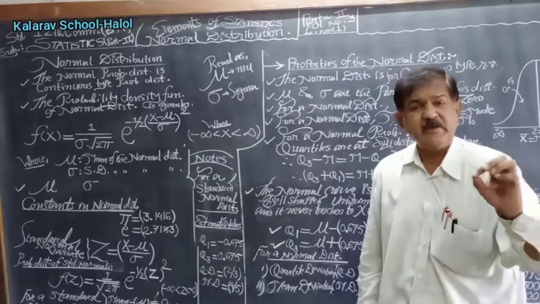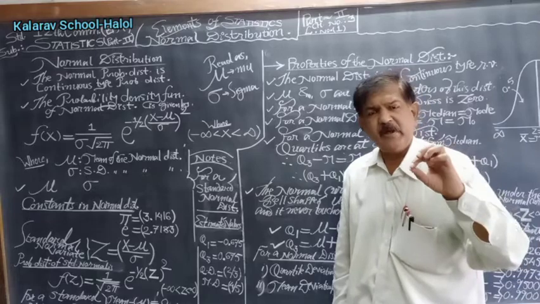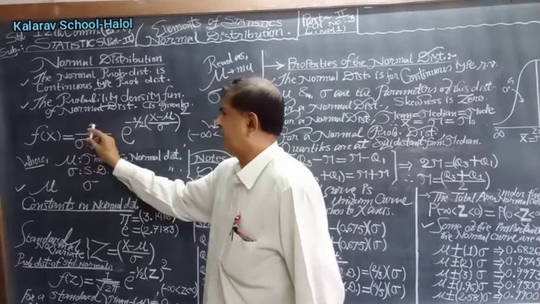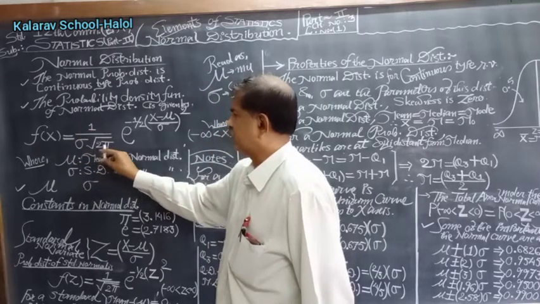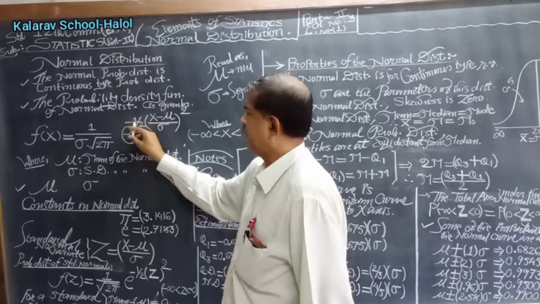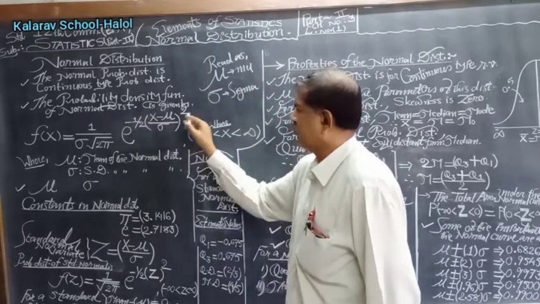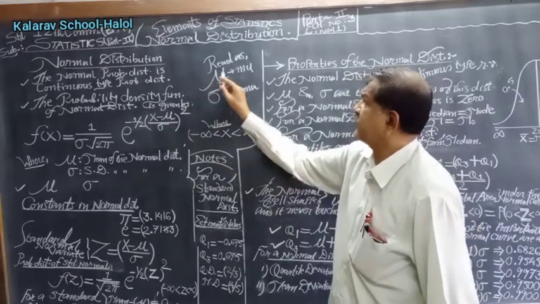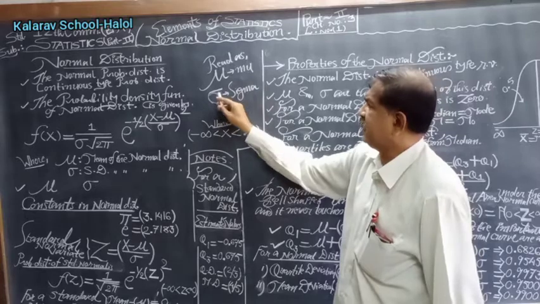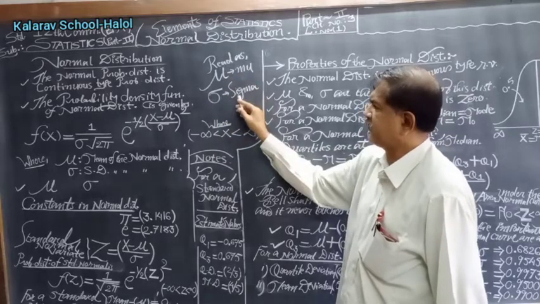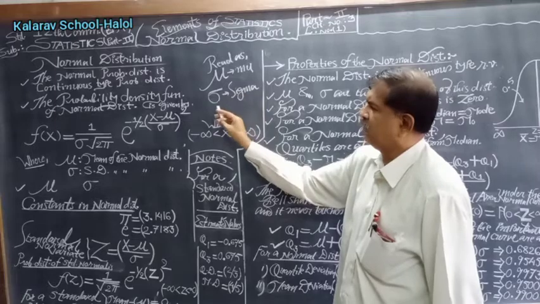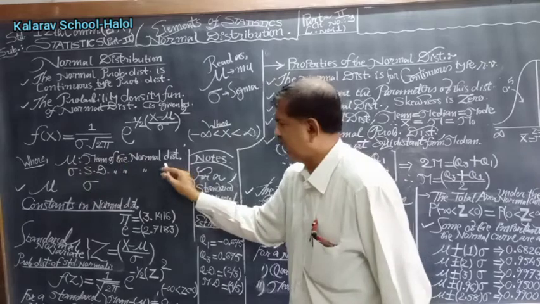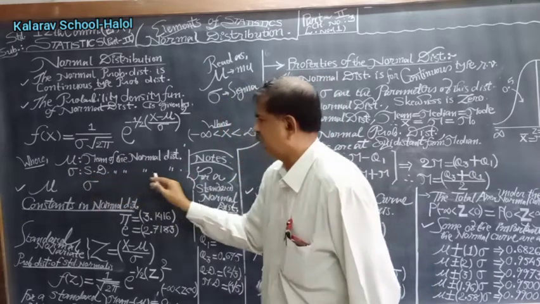The probability density function of this probability distribution is given by f(x) equal to 1 upon sigma square root of 2 pi, e raised to minus 1 upon 2, (x minus mu upon sigma) whole square, where minus infinity is less than x less than infinity. This is read as mu and this is read as sigma. These are Greek letters or symbols which we use in normal distribution, where mu is the mean of the normal distribution and sigma is the standard deviation of the normal distribution.